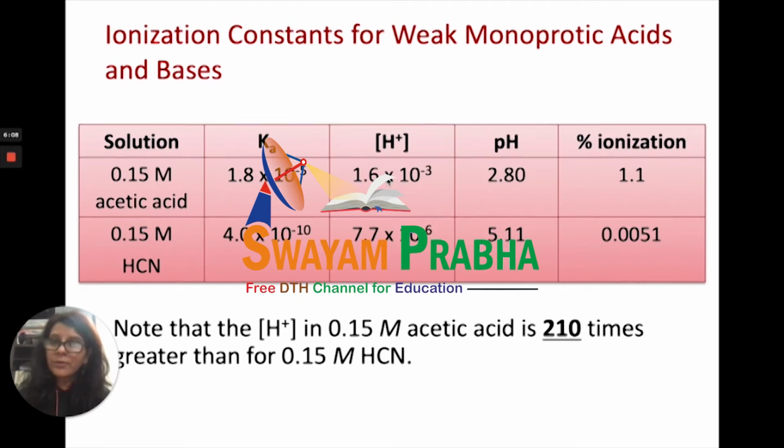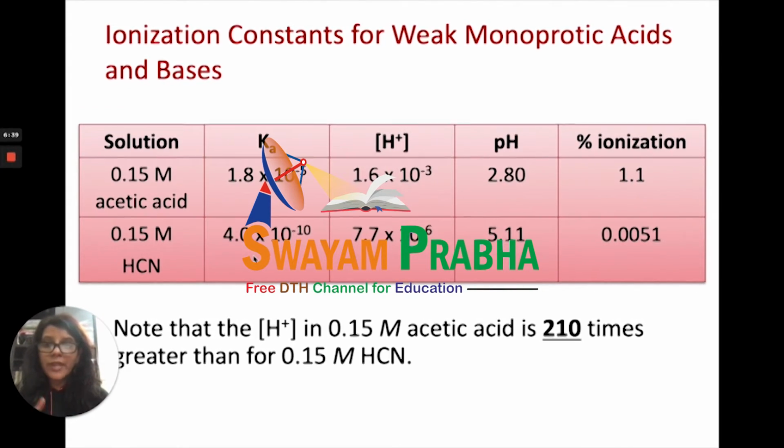You get more H+ ions from acetic acid as compared to HCl. In fact, the pH has almost doubled. That is, you have more H+ ions in the acetic acid and fewer H+ ions in the HCl. And just see the ionization. Because your Ka values are 10 to the power minus 5 and 10 to the power minus 10, you see the ionization in the case of acetic acid is 1.1, which I had already stated in those points.